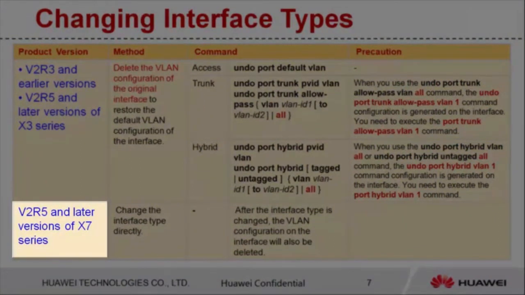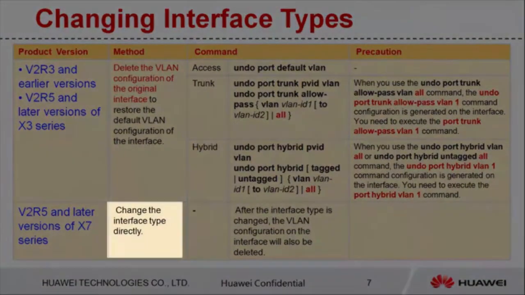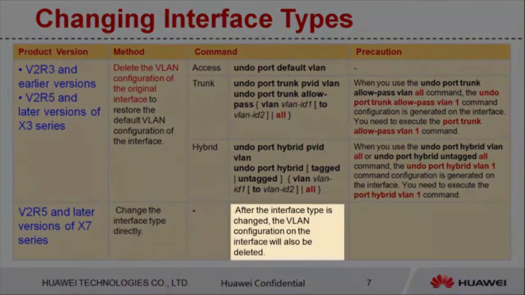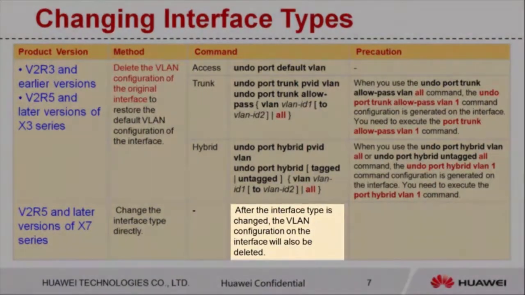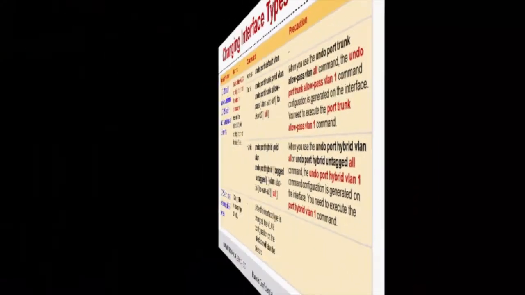For V2R5 and later versions of the X7 series, there is no need to delete the VLAN configuration of the original interface. The interface type can be changed directly. After the change, the VLAN configuration on the interface will also be deleted. I'll give you a demonstration.